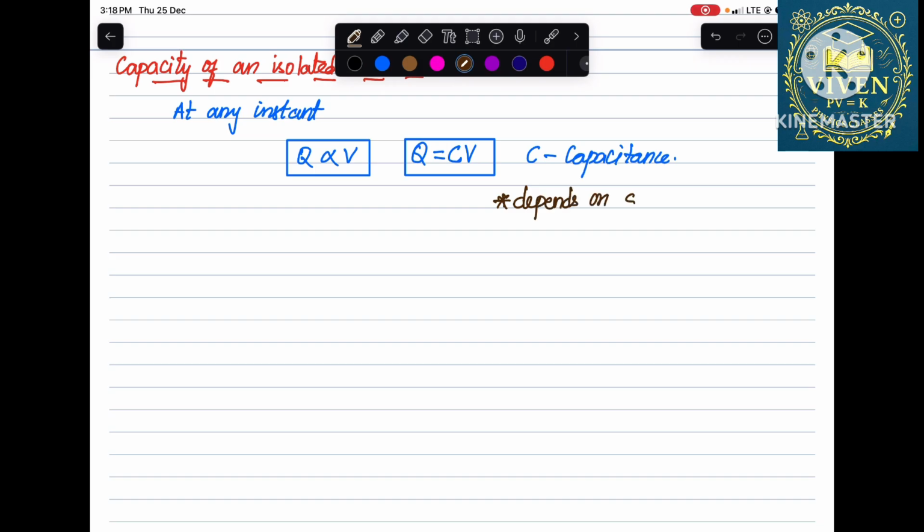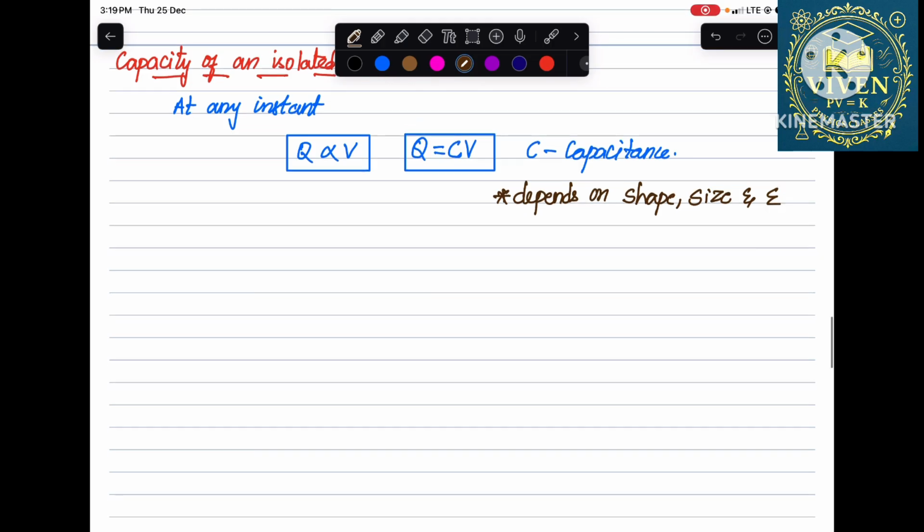And what does the capacitance mainly depend on? It depends on shape, size, and also the permittivity of the surrounding medium. What it doesn't depend on is Q or V. So the charge or potential of a conductor doesn't affect the capacitance; it only depends on shape, size and epsilon, the permittivity of the surrounding medium.